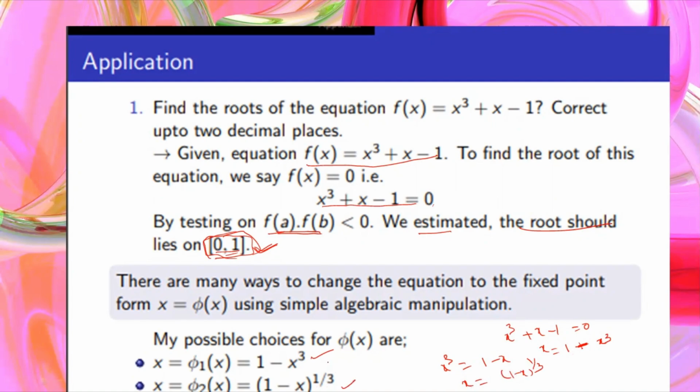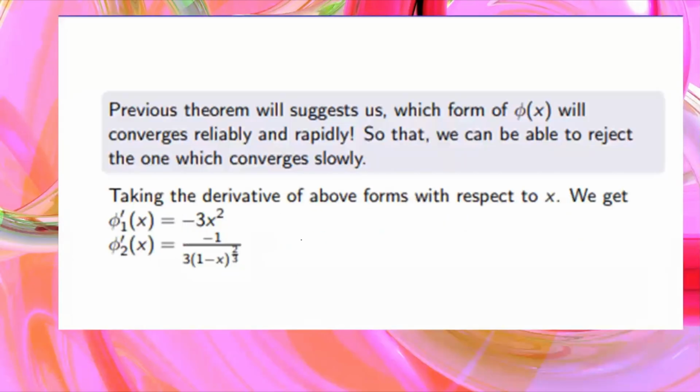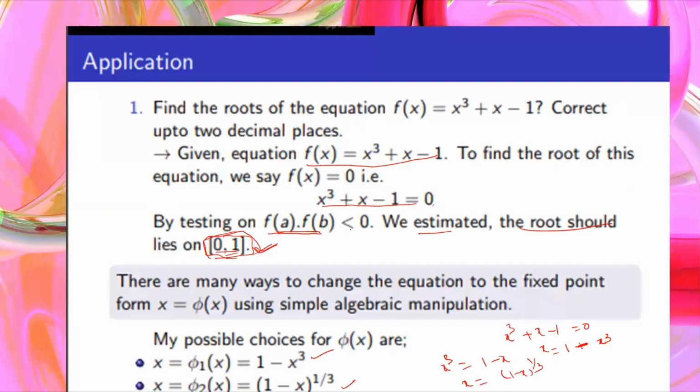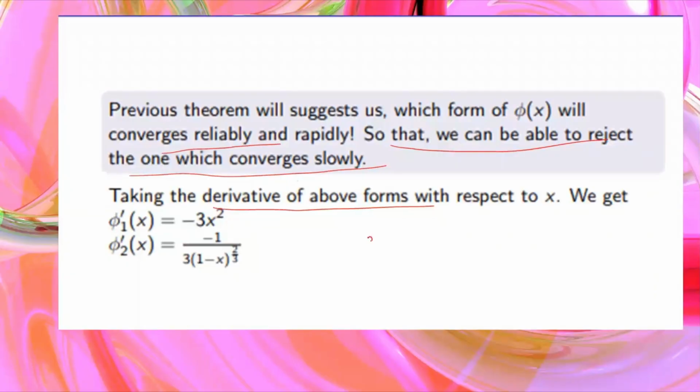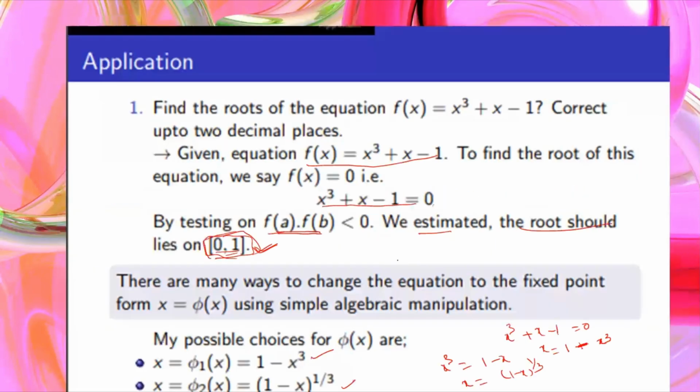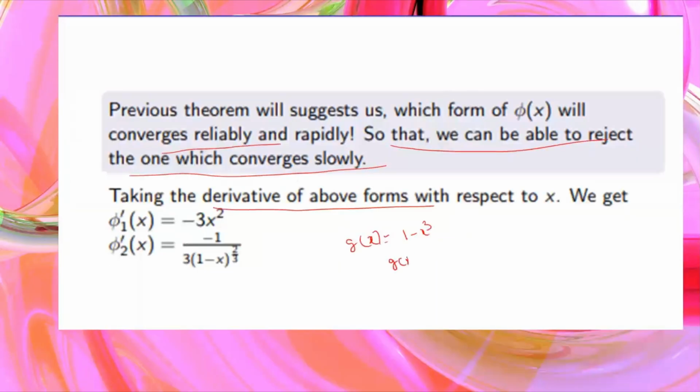Then my question is, which one is better? The previous theorem will suggest which form of phi of x will converge reliably and rapidly, so that we can reject the one which converges slowly. So taking the derivative of the above forms. The first form is g of x equal to 1 minus x cube. The other form is g of x equal to 1 minus x to the power of 1 by 3. You have two choices. So what is the previous theorem telling us?